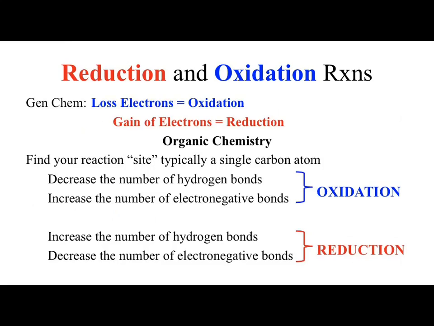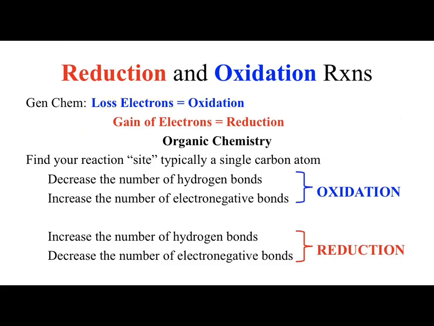Our reductions and oxidations. I removed the slide that gave some examples of trying to decide what happened in each case in favor of looking at our definitions. Our oxidation reactions are decreasing the number of hydrogen bonds and increasing the number of electronegative bonds. Typically, our electronegative bond increase is to what atom? Oxygen. That's why we're looking at oxidations. When we move to reduction, we're now increasing the number of hydrogen bonds at a loss of our electronegative bonds or the loss of our oxygens.